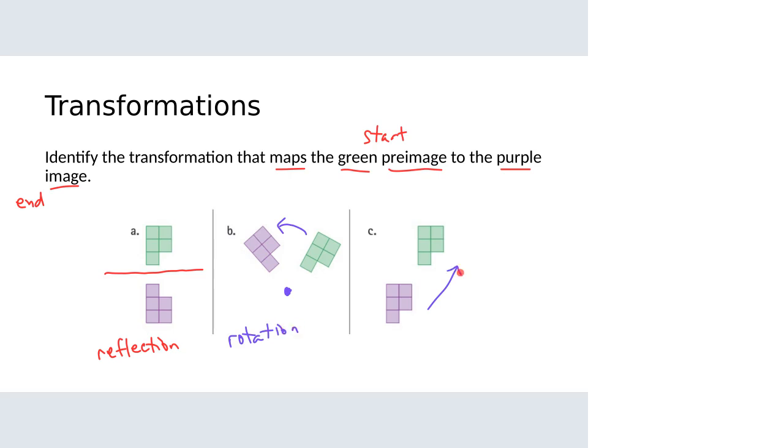This one, we're just sliding it up. That one's just a translation. There's no reflection here. There's no rotation here. It's just a slide. If any of those don't make sense, if you're not seeing, dang it, I did it again, didn't I? We're starting with the green and ending with the purple. So we're going that direction.